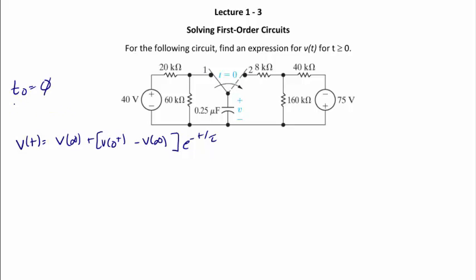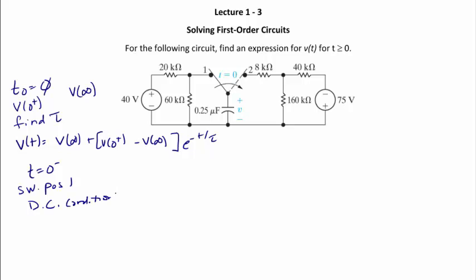And we also, in order to solve this problem, are going to need to find the initial voltage across the capacitor. And we're also going to need to find tau, as well as the final voltage across the capacitor if its switch moved to position 2 and stayed there for a long time. So the first thing we do is we analyze this circuit at t equals 0 minus, when the switch is at position 1 and the circuit is under DC conditions.